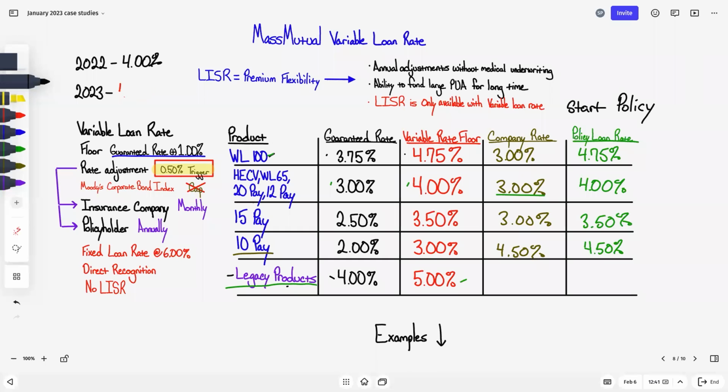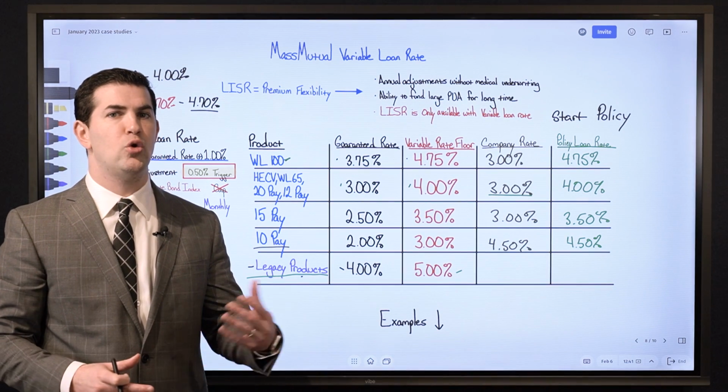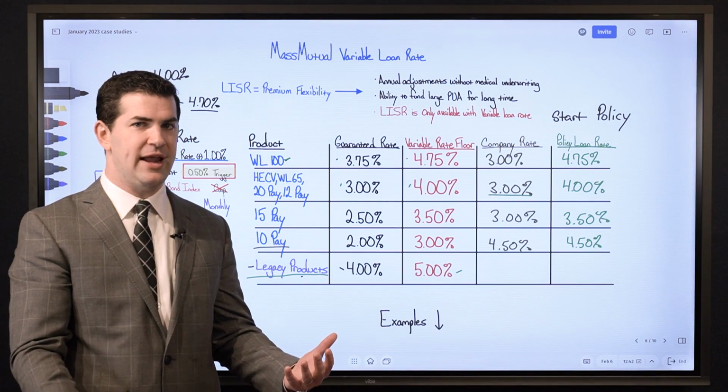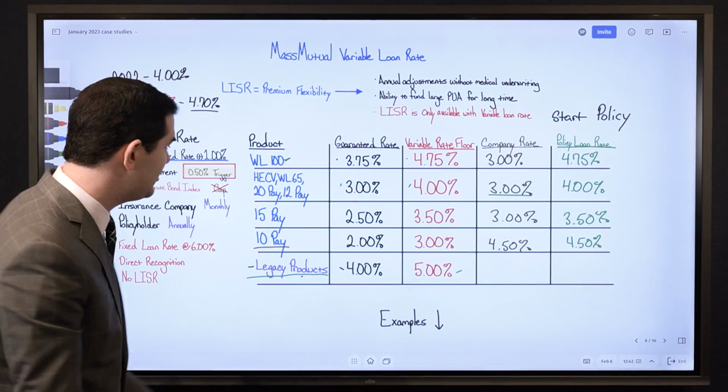Now, let's assume in 2023, Mass Mutual's loan interest rate has increased to 4.7%. As a policyholder, your rate will now increase to 4.7%. So that 50 basis point trigger, 0.5% trigger, occurs if the increase is 0.5% or more on your anniversary date. That's when a loan rate increase will occur with a Mass Mutual policy.